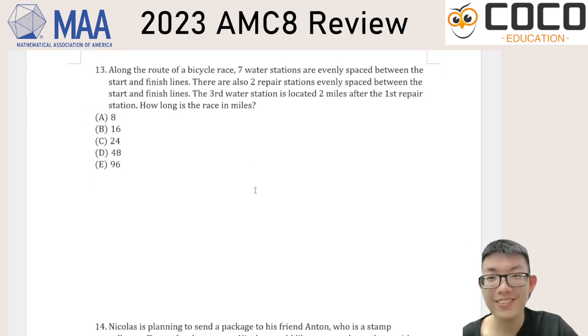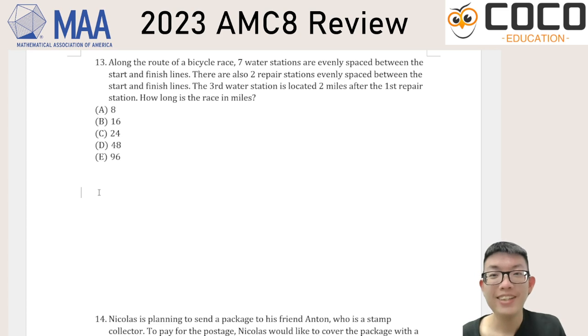Formatting's going a bit off. Okay, question 13. Along the route of a bicycle race, 7 water stations are evenly spaced between the start and finish lines. There are also 2 repair stations evenly spaced between the start and finish lines. The third water station is located 2 miles after the first repair station. How long is the race in miles?